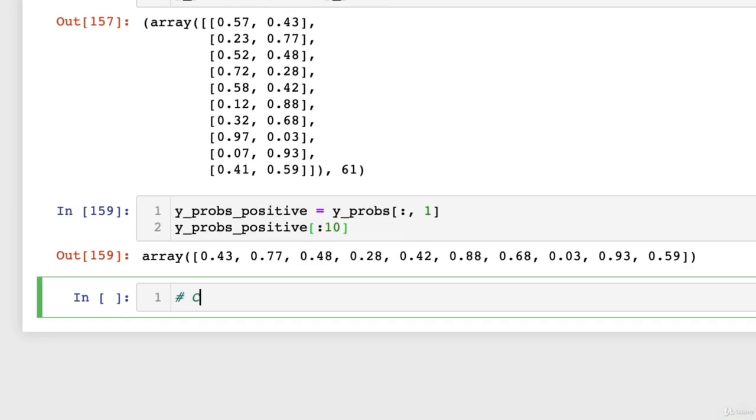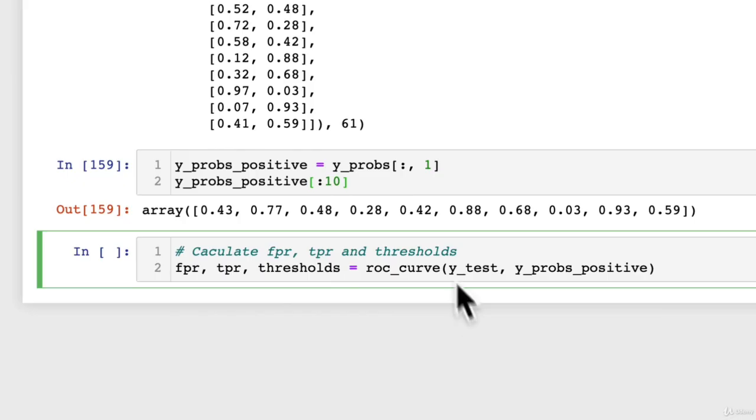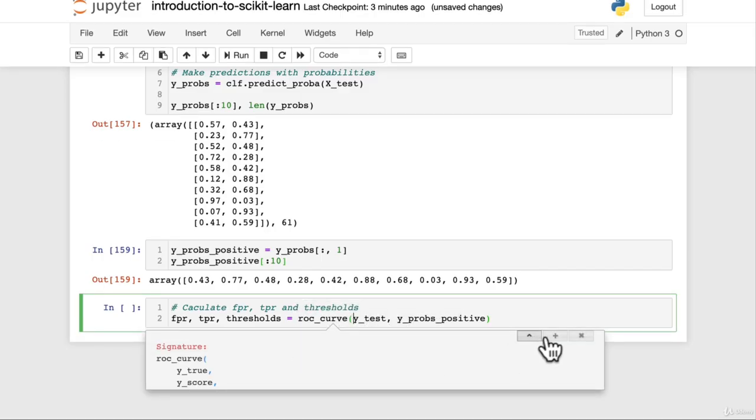And now we can calculate FPR, TPR, and thresholds. So we'll go FPR, TPR, thresholds equals. Why do I know this? We'll see this in a second. Why do I know that this is going to be FPR, TPR, thresholds? We got roc_curve. We're going to pass it ytest and yprobs positive. Now, how would you figure out what roc_curve returns in this case? Well, what I would do is I'd press Shift-Tab, and this is how I know.